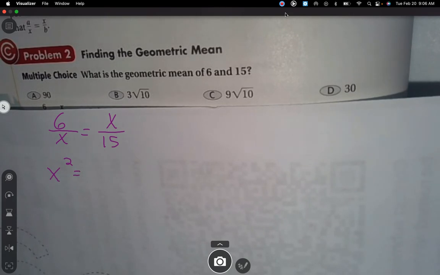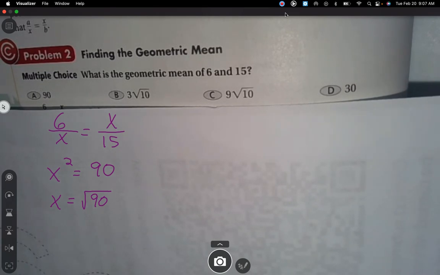And then what is 6 times 15? 90. Okay, almost done. How do you get rid of a square? You have to square root it. So I would get x is the square root of 90. Okay, now I'm going to show you the easy way. This is what you're doing essentially every time. We needed to review how to solve.